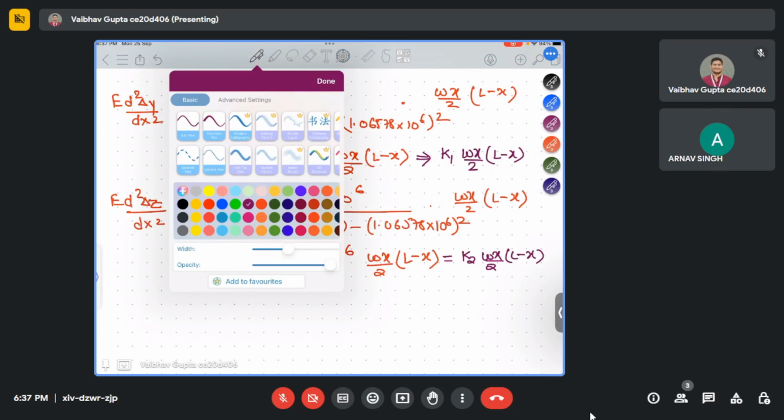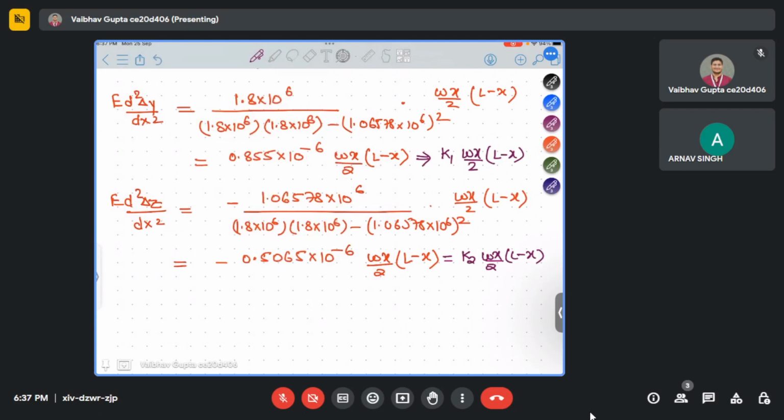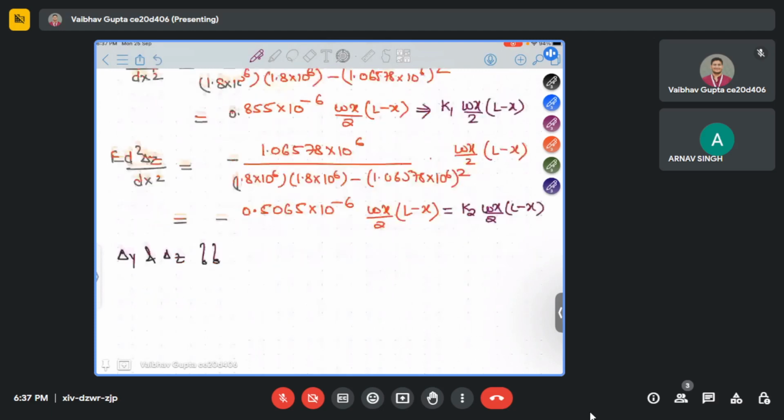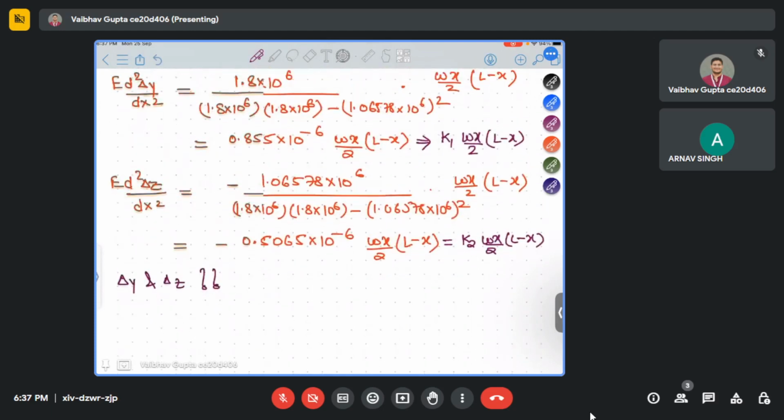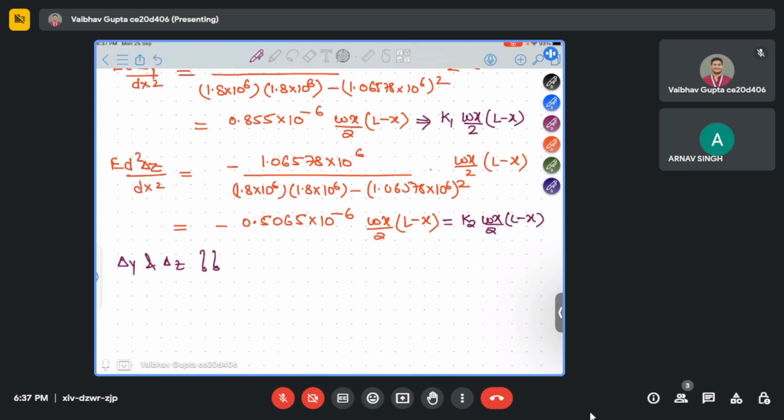So now we have to calculate del y and del z. For this we have to integrate twice. First I'll go with delta y. If I integrate twice, what will I get? K1 W by 2, I'll take common.